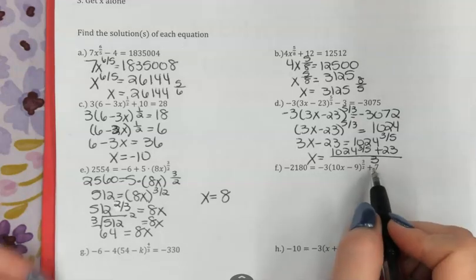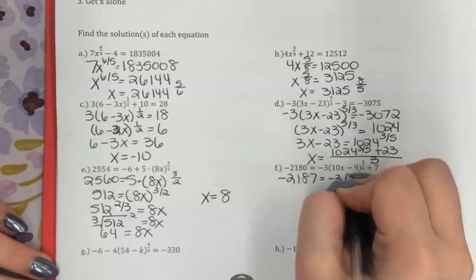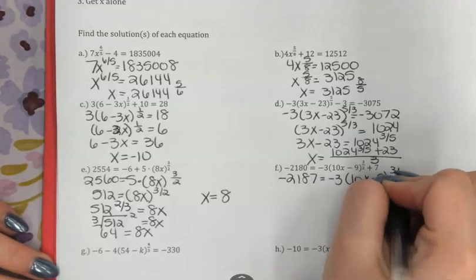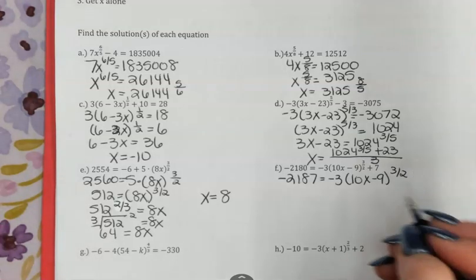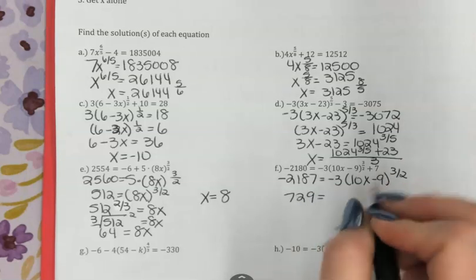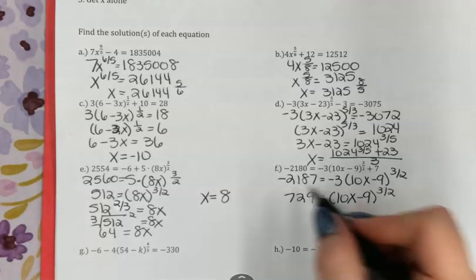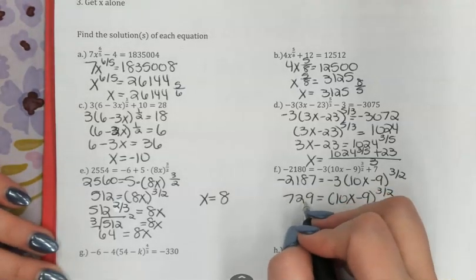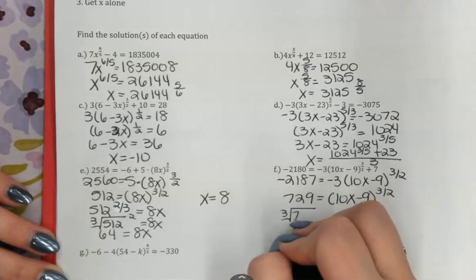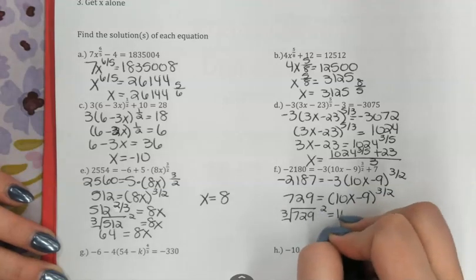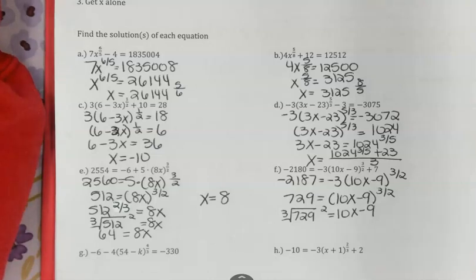Okay, on to F. First I need to subtract 7. Then I'm going to divide by -3. So 729 is equal to 10x minus 9 to the 3 over 2. So my reciprocal of that is I'm going to raise 729 to the 2 over 3 power, which really means the cube root of 729 squared. And again, this is a perfect cube, and that would be a number I would expect you to know.